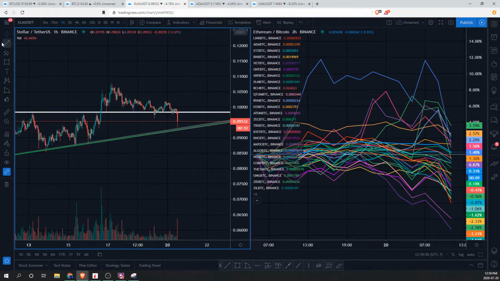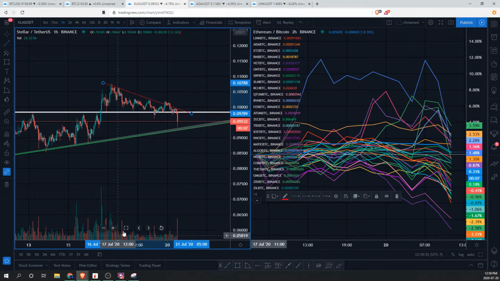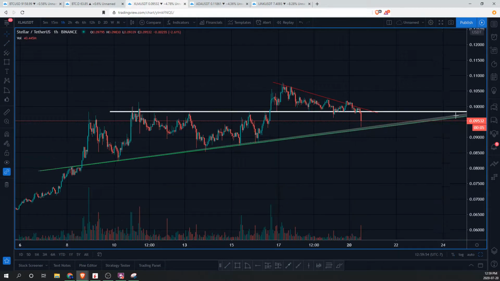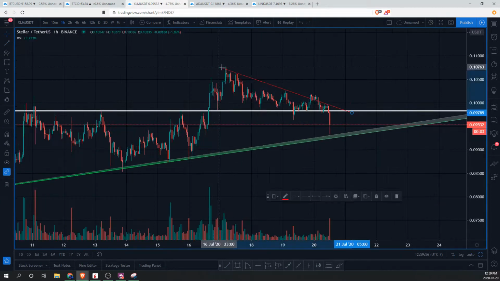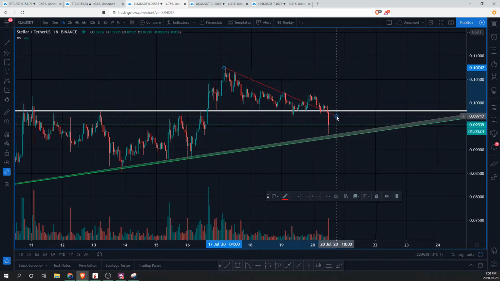Stellar unfortunately broke to the downside. I thought that was a really good opportunity, so let's just take it up right here. Did not enter this because I was going away for the weekend.